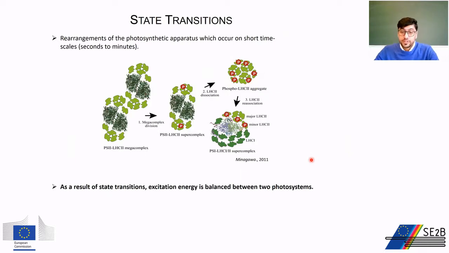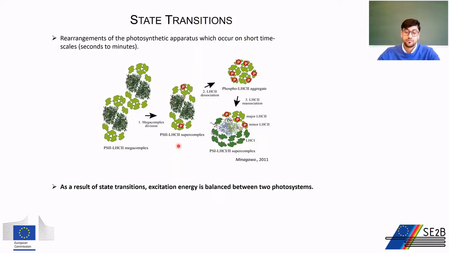Now I will talk about state transition. Plants can receive different light intensities depending upon their habitat and weather conditions. In low light situations, photosystem 2 can form megacomplexes, just something like this. And these megacomplexes can be dissociated when the light intensity is higher. If the light intensity is even more, then these light harvesting trimers need to be detached from photosystem 2.